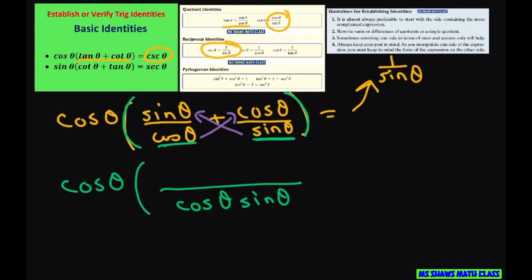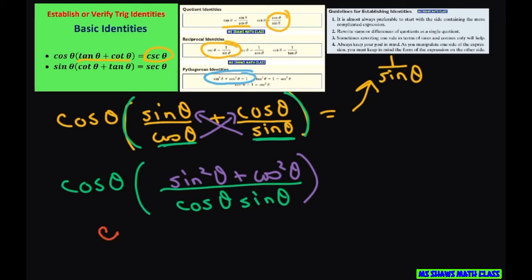So because we want the same denominator, this is going to be sine squared of theta plus cosine squared of theta. All right. Sine squared of theta plus cosine squared of theta is one of our identities, and it equals 1. So that's what we're going to write.